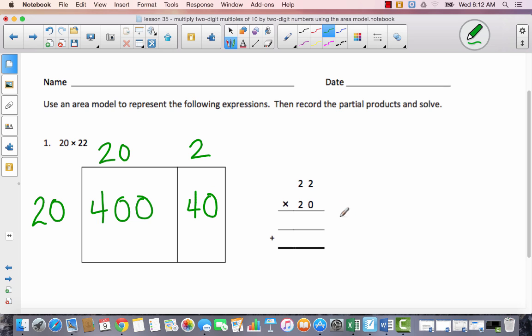Over here, it doesn't matter what order you do them in. I usually like to do the ones first. So I'm going to say 20 times 2, and then I'm going to say 20 times 20. 20 times 2 was 40. 20 times 20 was 400. So our answer is 440. Okay, let's try number 2.